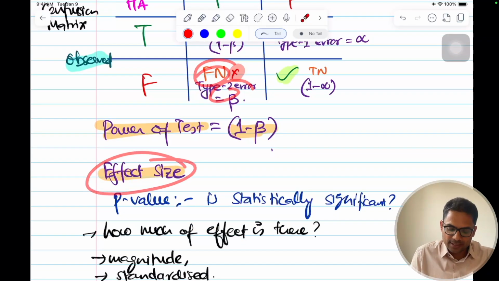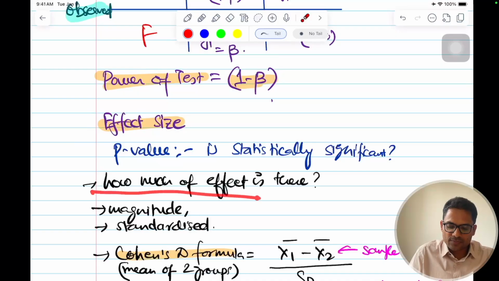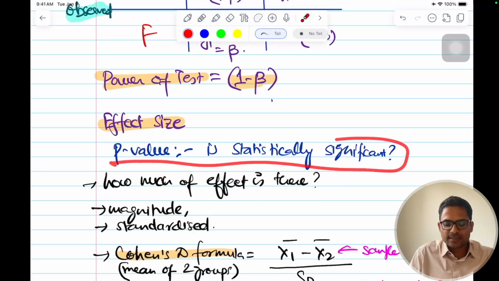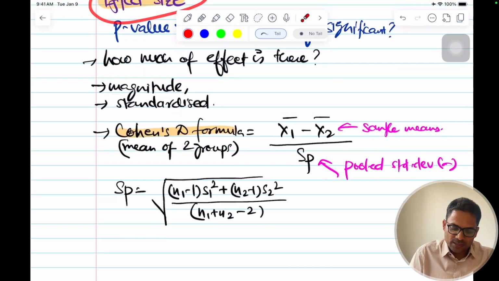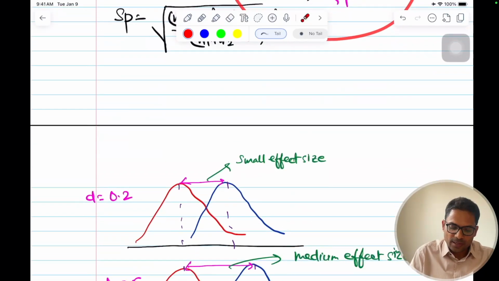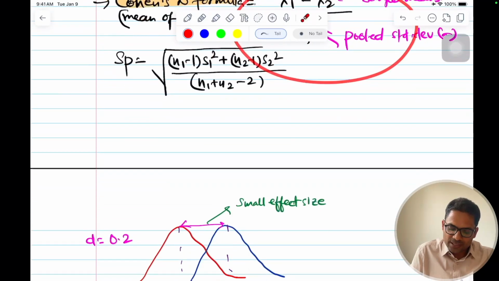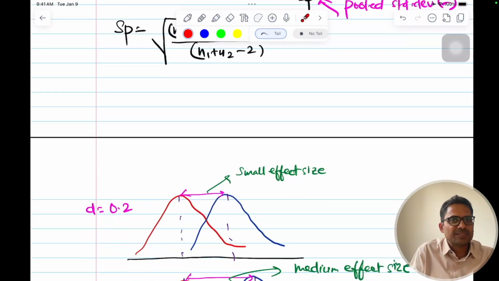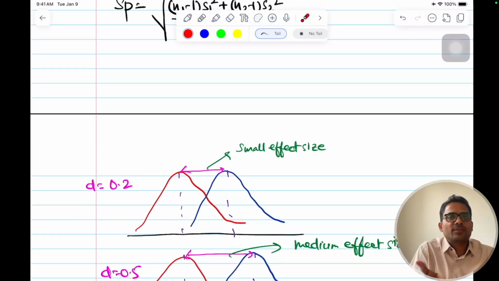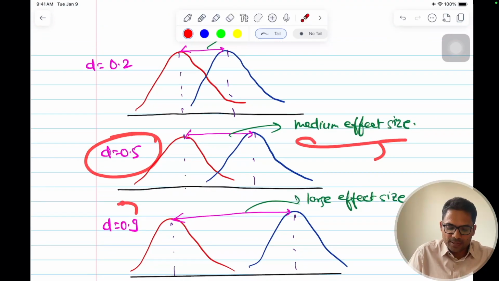Then we discussed effect size. Effect size tells how much of an effect there is. Your p-value just tells us whether the result we got after hypothesis testing is statistically significant or not. But the magnitude of that effect is captured by effect size, and that comes from the Cohen's d formula. We discussed the Cohen's d formula, and this is for means. If the two means are very close by, then your value will be very low, and that is a small effect size. It means there is no actual effect, so whatever we observed is just by chance. And then there can be medium effect size and large effect size.